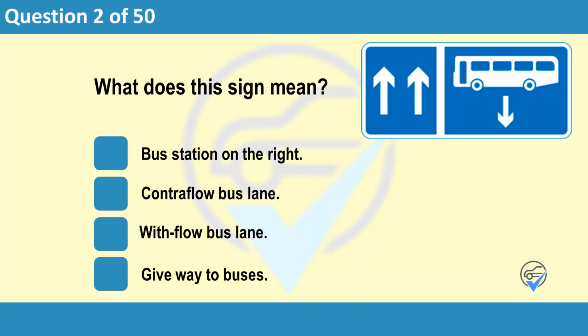What does this sign mean? Bus station on the right. Contraflow bus lane. With flow bus lane. Give way to buses.